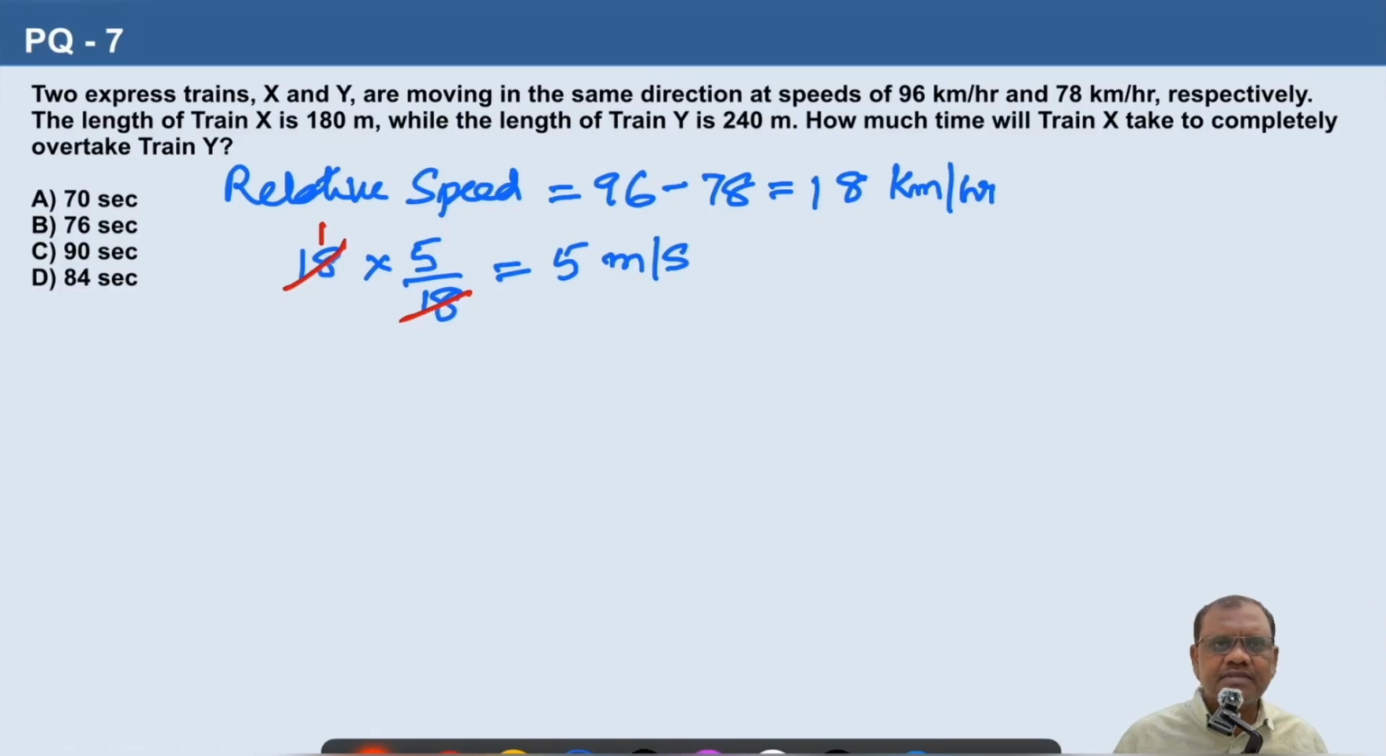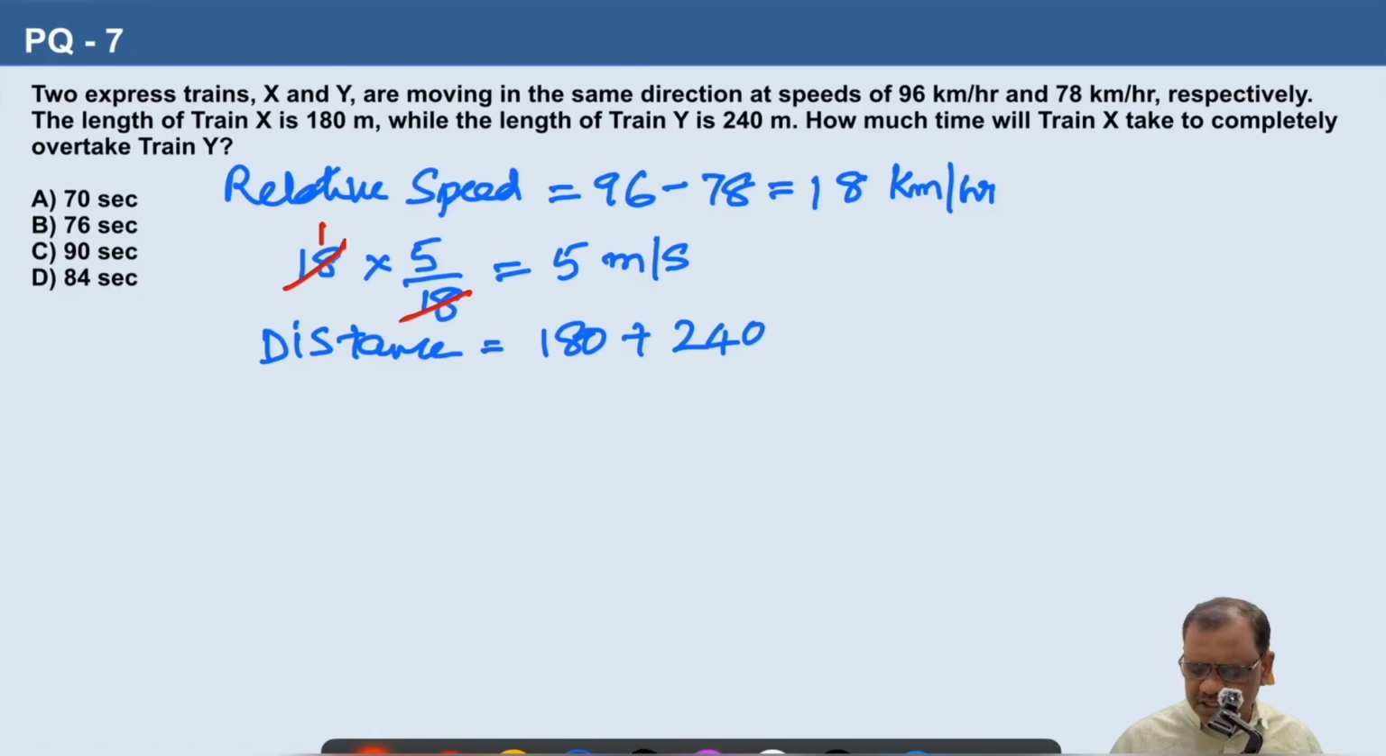So what are the lengths of the trains here? 180 and 240. To cross each other, both the lengths of the trains have to be covered. Distance to be covered is the sum of the lengths of both the trains, 180 plus 240, that is 420 meters.